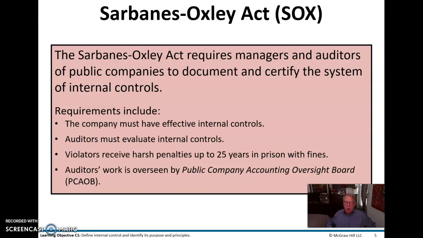The violators receive harsh penalties now, with up to 25 years in prison, largely as a result of the Enron and WorldCom situations that happened back in the early 2000s. And then the outside auditors' work is overseen by the Public Company Accounting Oversight Board, the PCAOB.